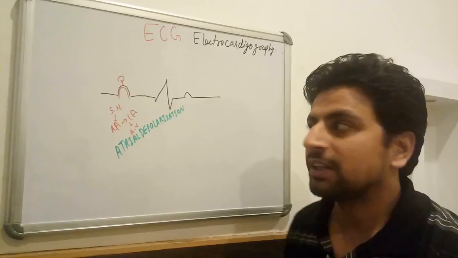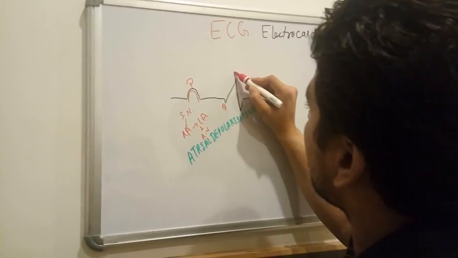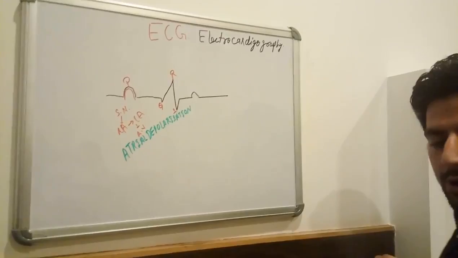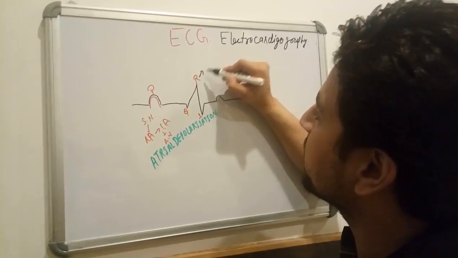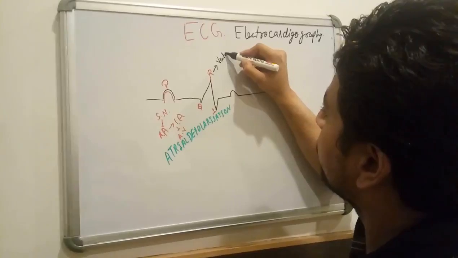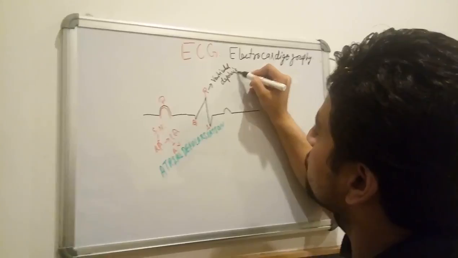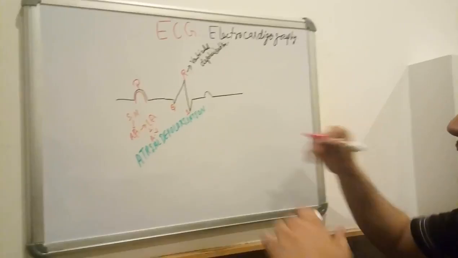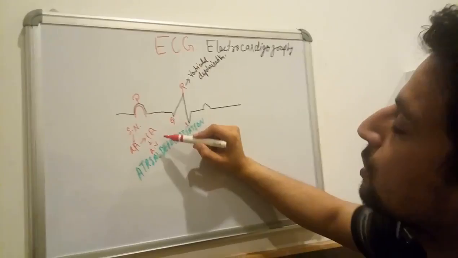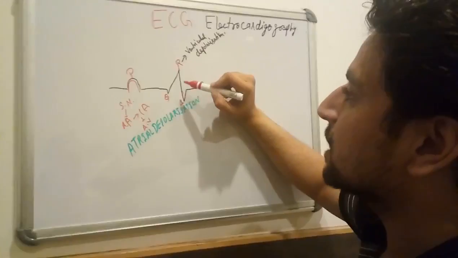So the next one is the QRS wave, the QRS complex. Do you understand what the QRS complex is? This QRS complex represents ventricular depolarization. I will explain what it means. The sinus node, then right atrium and left atrium make the P wave, then the impulse goes through the AV node, then the bundle of His, right bundle branch and left bundle branch, then Purkinje fibers, then right ventricle and left ventricle.